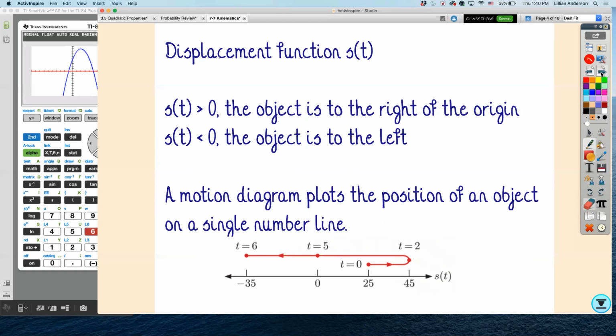As we can see, at 25, this could be meters, it started 25 meters from the origin, from some fixed point when it initially started. It traveled to the right for 2 seconds and ended at 45 meters from the origin after 2 seconds. Then it changed direction and went back to the left, and at 5 seconds, it was back at the origin. Then at 6 seconds, it was 35 meters to the left of the origin. Not negative 35 meters, since distance is positive; it is 35 meters to the left of the origin. Okay? So far, so good?